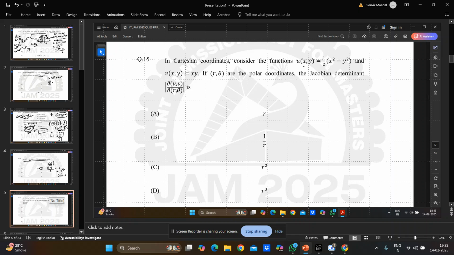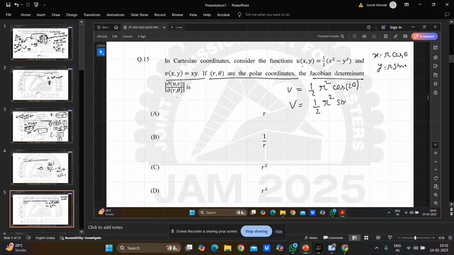Okay. Now u is this, v is this. You have to transform this x, y to r, theta polar coordinates and find the Jacobian of u, v with respect to r, theta. Okay, so u is half (x square minus y square). Now x is equal to r cos theta, y is r sin theta. So it will be half r square (cos square theta minus sin square theta), which is cos 2 theta. Right? And v is r square sin theta cos theta, but sin theta cos theta is nothing but sin 2 theta by 2. So it is half r square sin 2 theta.